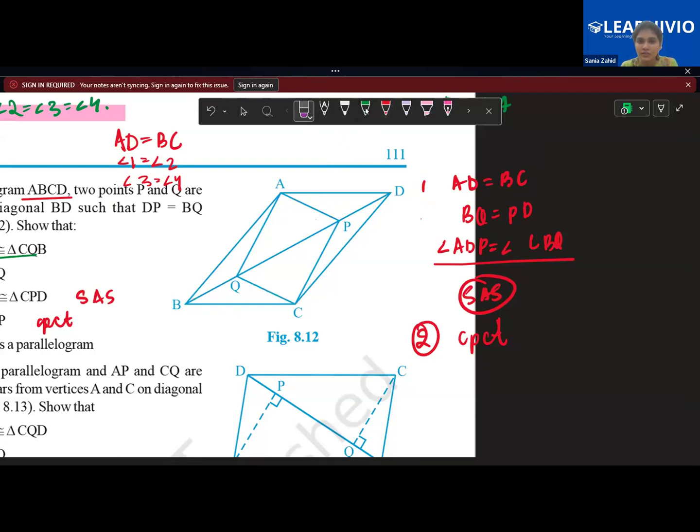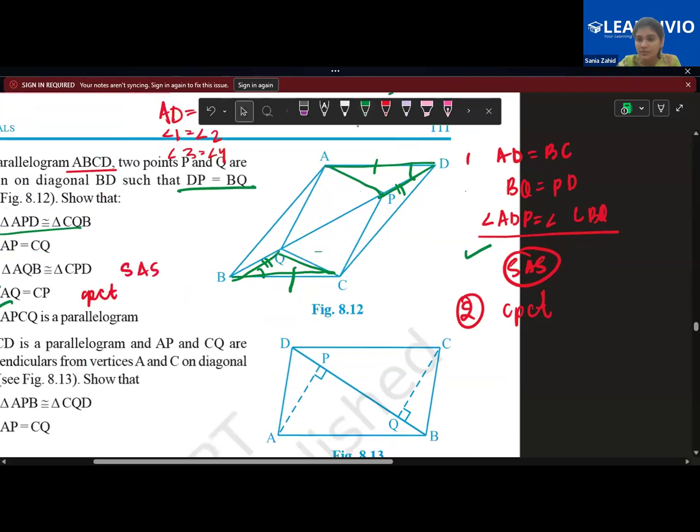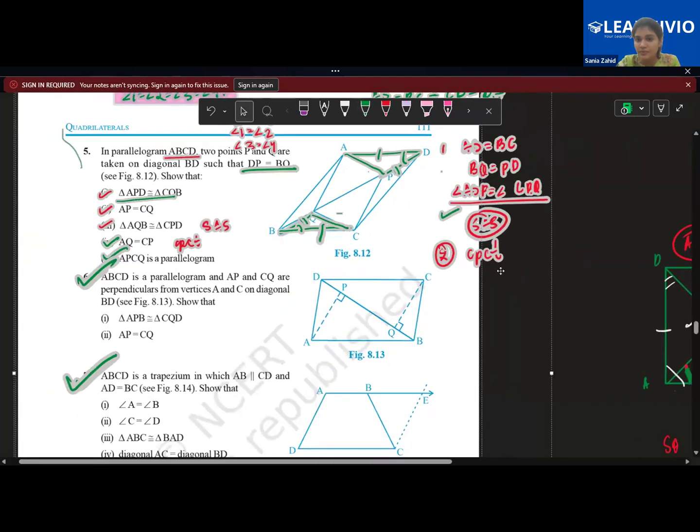These were the triangles. Look, Hafsa, these are the triangles, the green colored triangles. So this angle is equal to this angle, this side is equal to this side, and this side is equal to this side, because this is given. DP is equal to BQ, given in the question. So by SAS congruence, you can prove that they are congruent, right? Tell me, Hafsa.